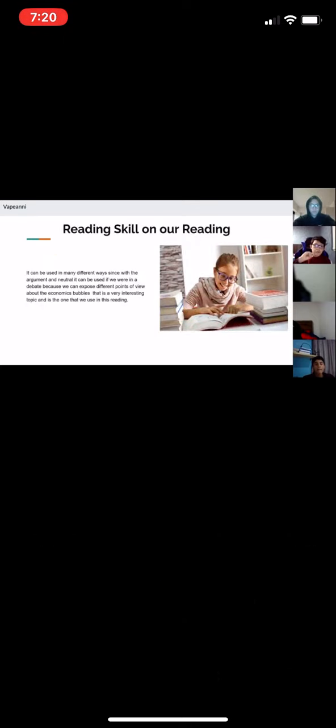Now my friend Daphne will continue by explaining the reading skill we use in this reading. Our reading skill can be used in many different ways, since the argument is neutral. It can be used if we're in a debate because we can expose different points of view about the economic bubbles. That is a very interesting topic and is the one that we use in this reading.